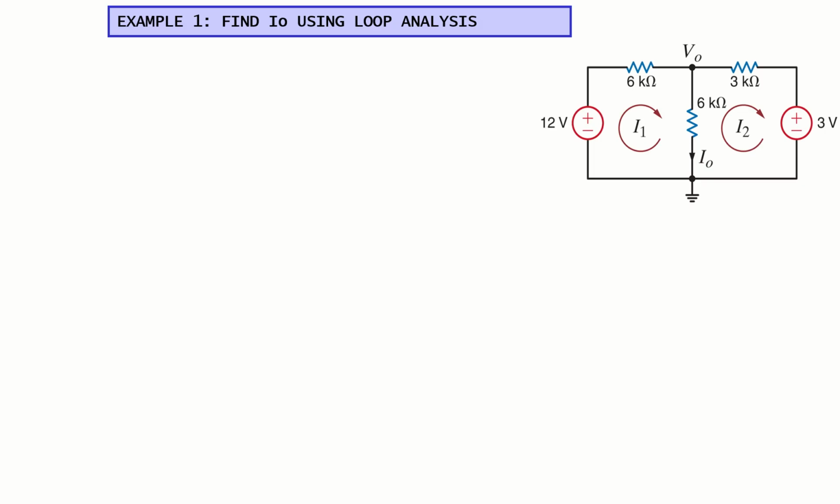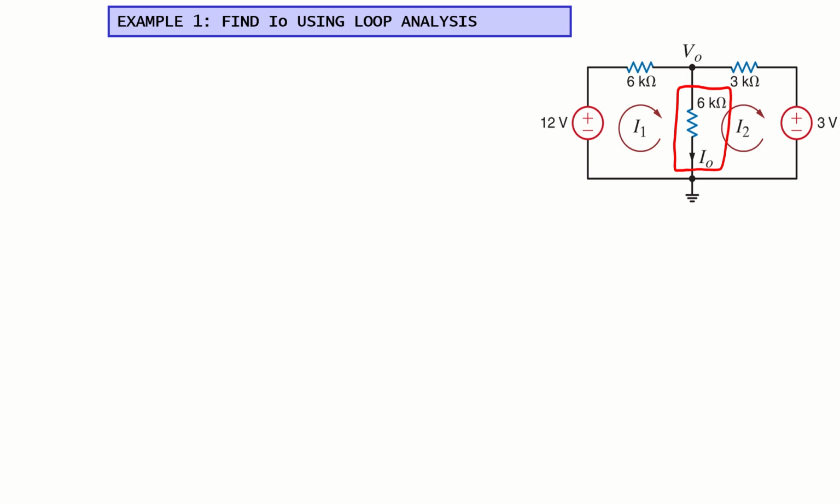Let's have a look at the first example. So we have a circuit and we want to find the current I naught using loop or mesh analysis. I naught means the current that is flowing through this 6 kilo resistor.